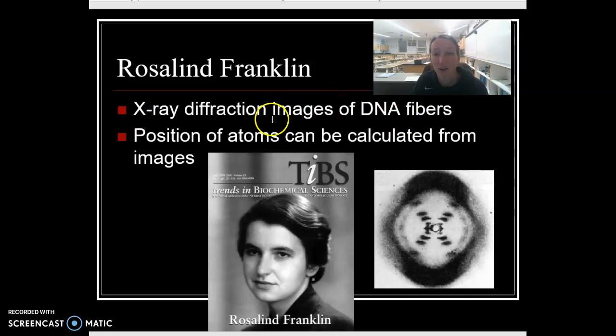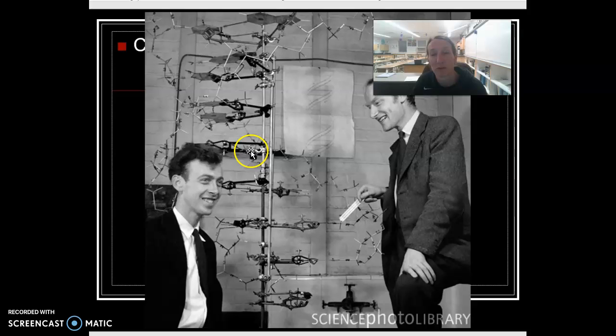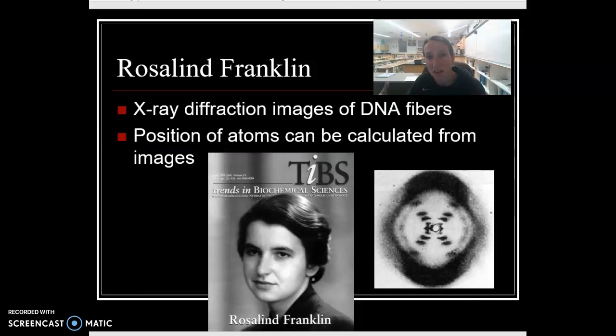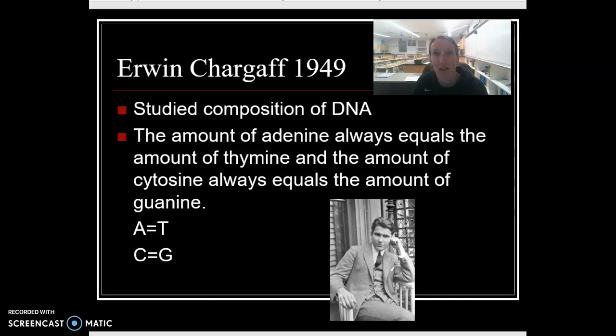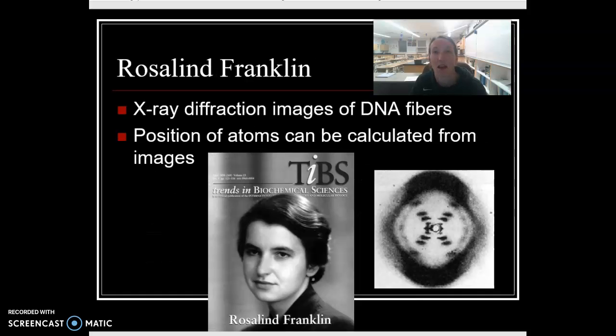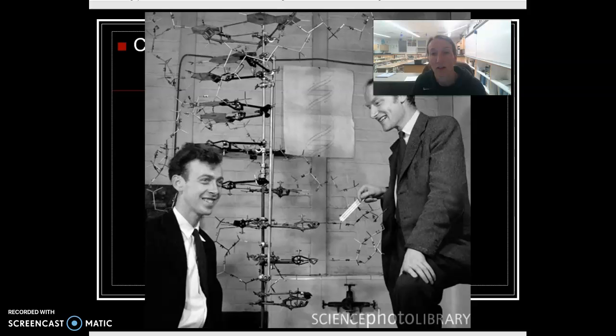Because of her images, Watson and Crick were able to build the model, but they couldn't have built it without Franklin's imaging. So that's why we have contributors of 4 major people: Chargaff and his base pairing rules; Rosalind, who took all the imaging so we were able to calculate the position of the atoms; and then Watson and Crick, the ones that actually built the model.